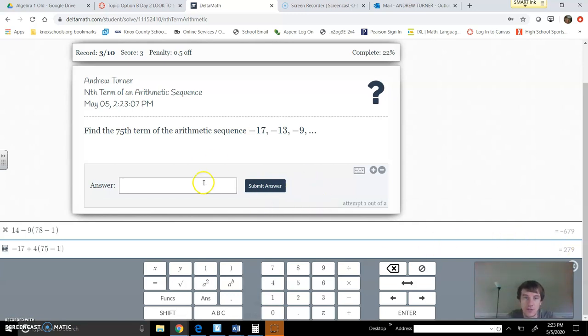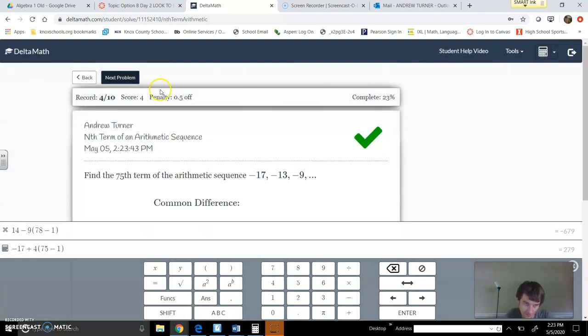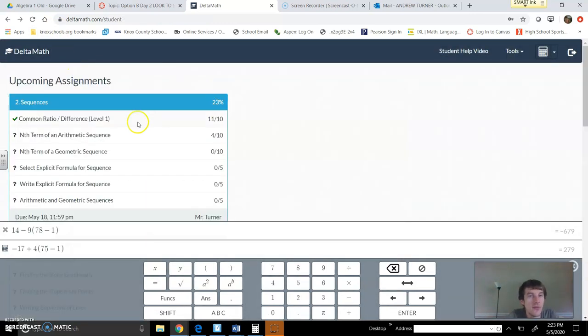So if I'm looking for some number in the future, you don't want to add it on 75 times, you really want to add it on 74 times. That's kind of why the formula works the way that it works. So there's a few of those.